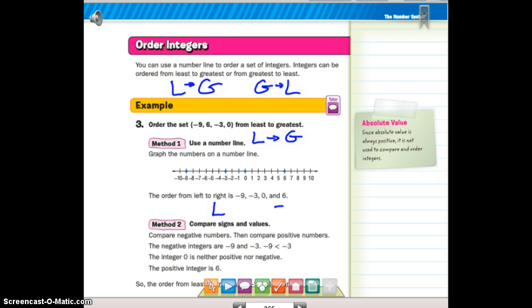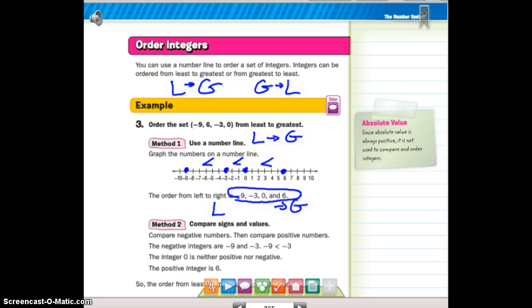Least to greatest. First, we're going to locate them on the number line. -9, 6, -3, and 0. And again, -9 is less than -3, -3 is less than 0, 0 is less than 6. Once you determine this, we just list them. Let's start over, kids. -9, -3, 0, and 6.